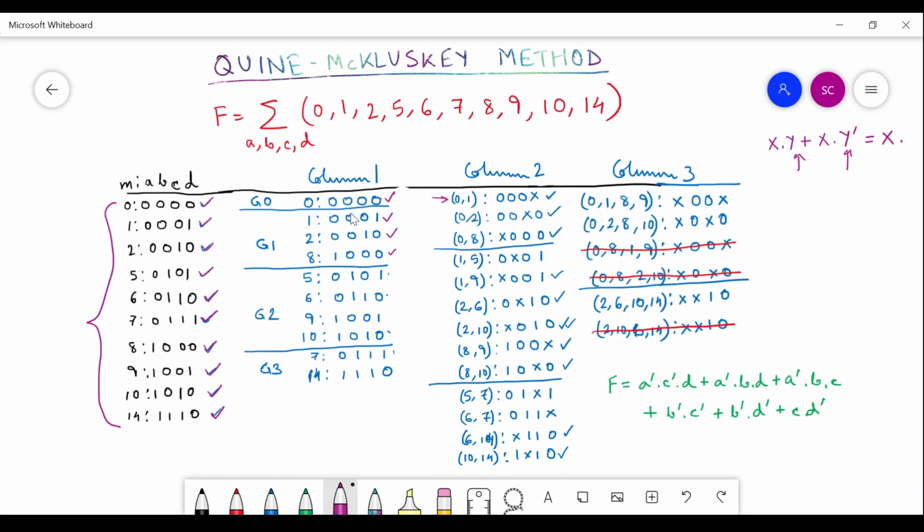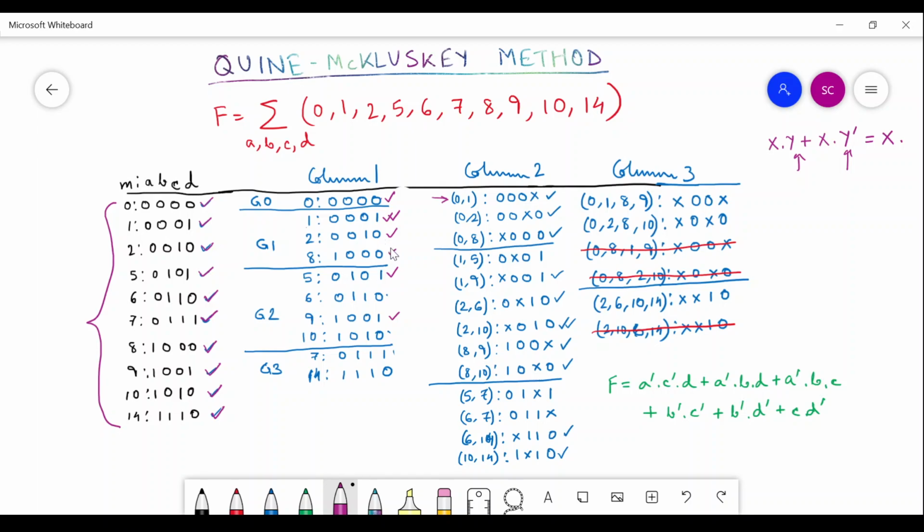Okay, so what you have to do, you have to combine 1 and 5 and write it as 0x01. So 1 has been taken again and 5 has been taken. Then again with 1 you have taken 9 also, and you will write it as x001. No other, this 6 and 10 cannot be taken with 1. But then you have 2.